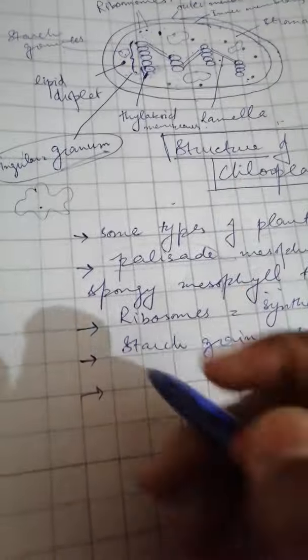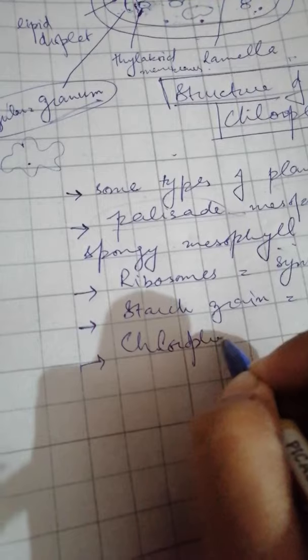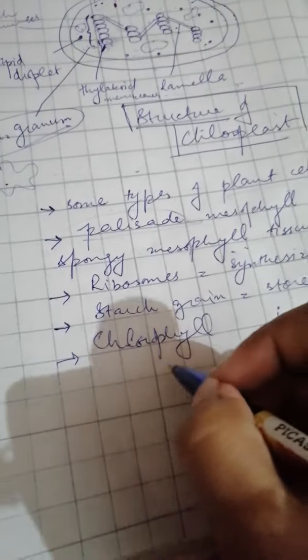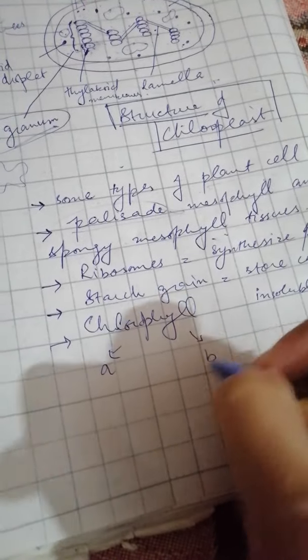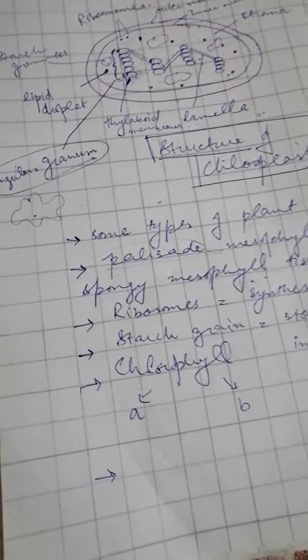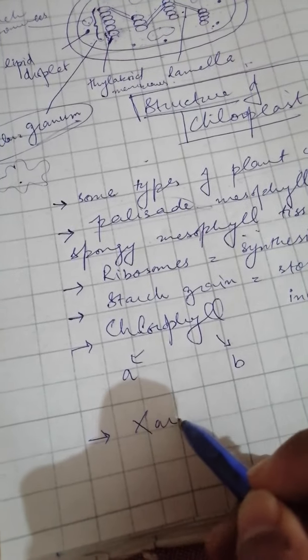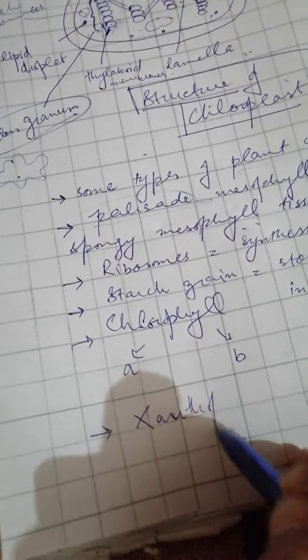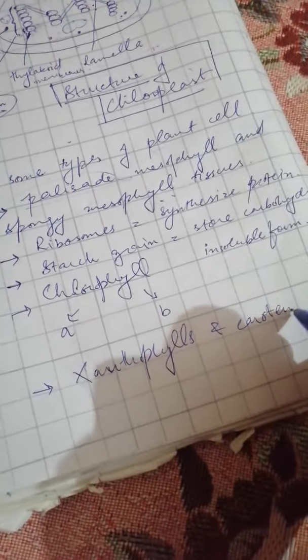Most of the abundant pigment seen on the lamella or thylakoids is chlorophyll. So the most important pigment is chlorophyll, and it is of two types, chlorophyll A and chlorophyll B. The other pigments are also present, like xanthophylls and carotenes.